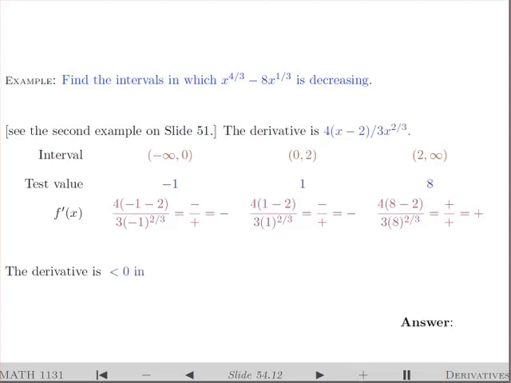We want to determine where the function is decreasing. That's equivalent to f prime being negative. And that gives me the intervals negative infinity to 0 and 0 to 2. So these are the intervals where f is decreasing.